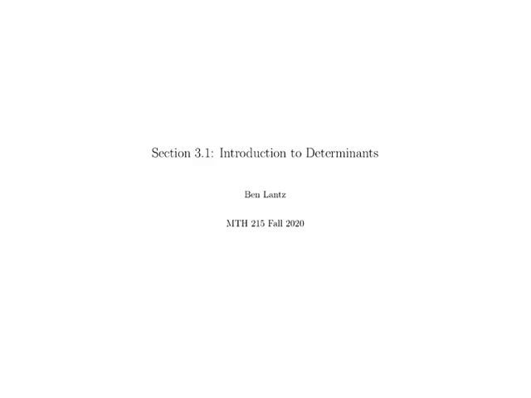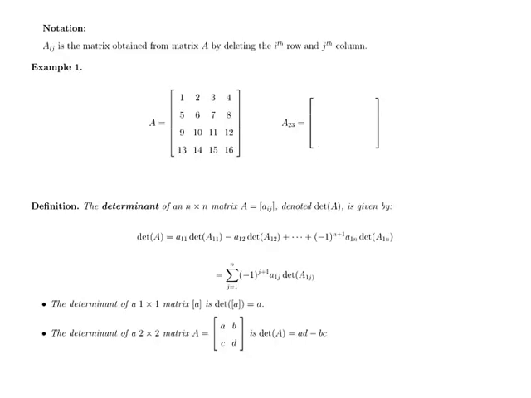In section 3.1, we're going to introduce the topic of the determinant of a matrix. So let's introduce some notation first. A sub ij, we're going to let be the matrix obtained from the matrix A by deleting the ith row and the jth column. So if we have a 4 by 4 matrix, we're going to delete one row and one column. We're going to be left with a 3 by 3 matrix.